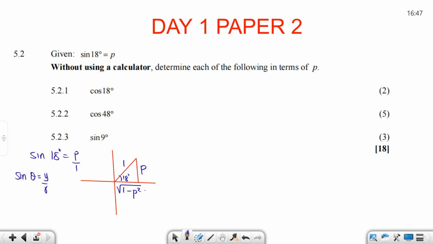Please, some people used to write P minus 1 squared. That's wrong, and it's a common error. So sometimes I prefer you to write it out for you to see. 1 squared is 1, Y is P. When I bring this over, it is 1 minus P squared, and then the square root. And it's positive. Okay.